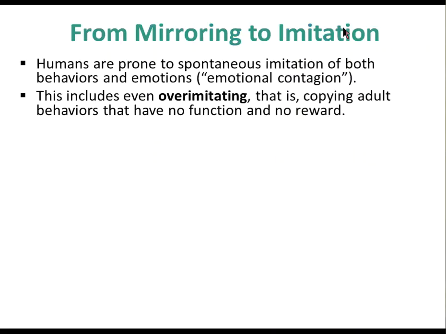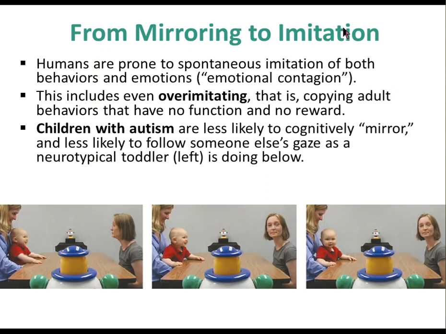So humans are prone to spontaneous imitation of both behaviors and emotions. Emotions can be somewhat contagious. This includes even over-imitating, that is, copying adult behaviors that have no function and no reward. Sometimes you can see children do this, they just start to over-imitate individuals and people. Children with autism are less likely to cognitively mirror and less likely to follow someone else's gaze, as a neurotypical toddler on the left is doing below.